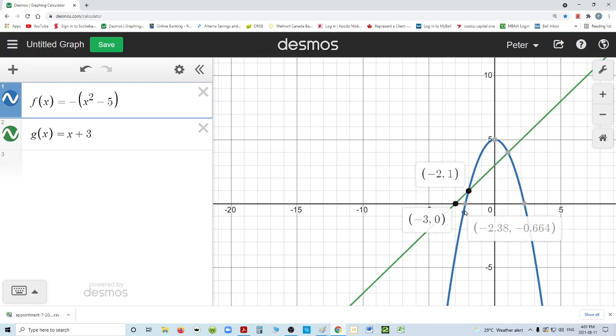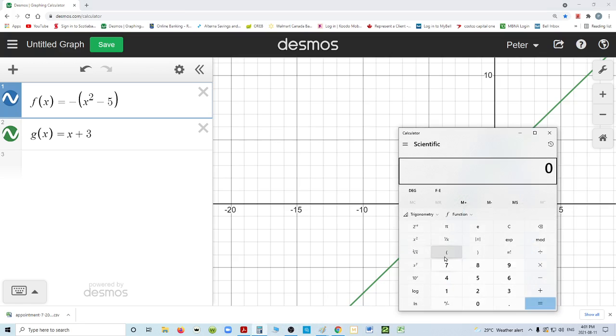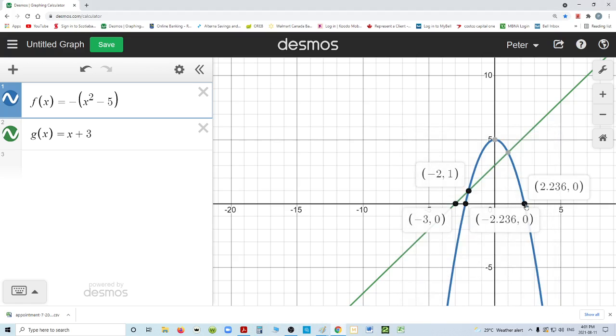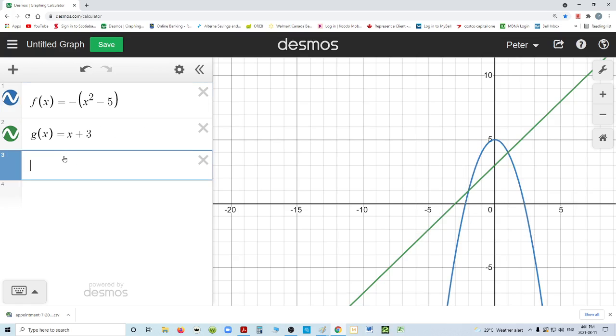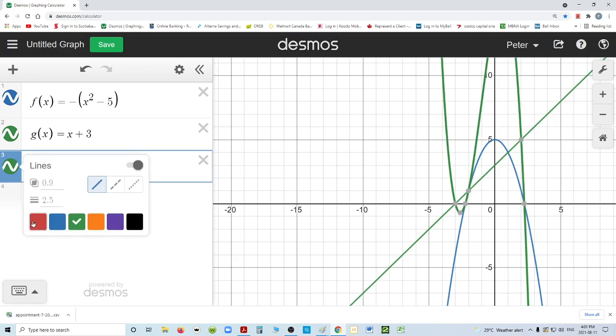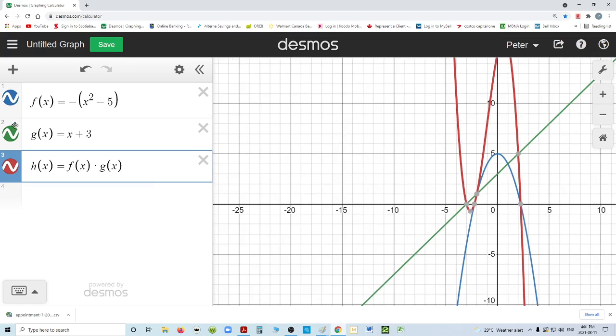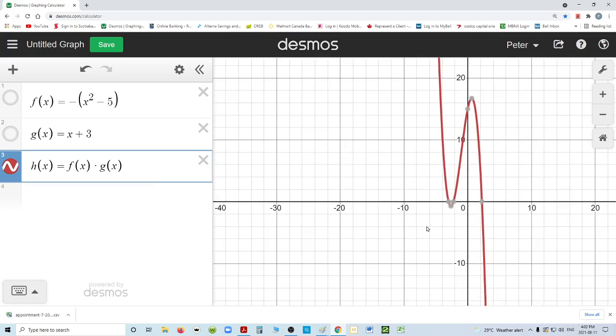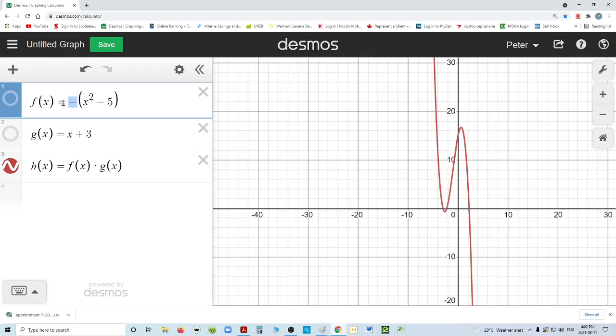And believe it or not, if you go here, what's the square root of 5? 2.236. Did I get it? Yes, I did. And so that means what happens when we multiply these things? And I'll make it a different color. Boom. I'll turn off them. Of course, you're going to get a cubic. It's inverted because of this minus. So it starts in quadrant 2 and ends in quadrant 4.